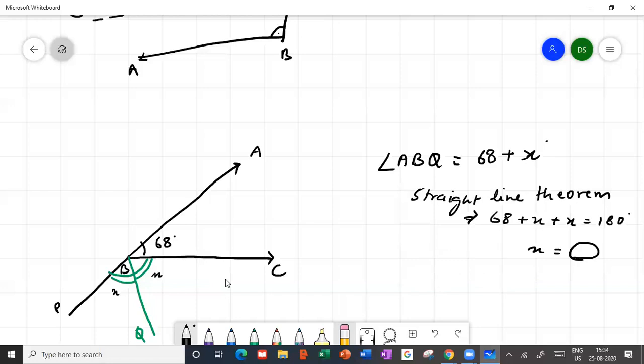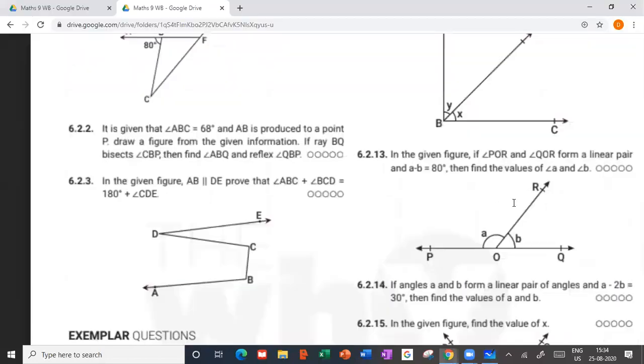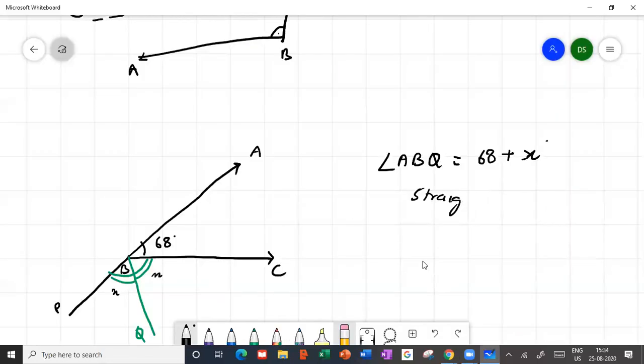Okay, coming back to this question. Okay, give me 2 minutes. I'll be back. Just try solving the next sum. I'll come back to the third one.